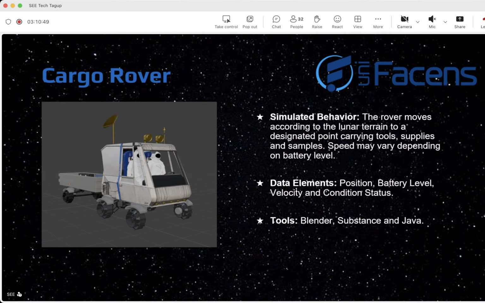So this year, we made a cargo rover that is designed to move across lunar terrain, carrying tools, supplies, and samples to a designated area. The data elements are position, battery level, velocity, and condition status. The tools used were Blender and Substance for the 3D modeling, and Java for the programming. Next slide, please.